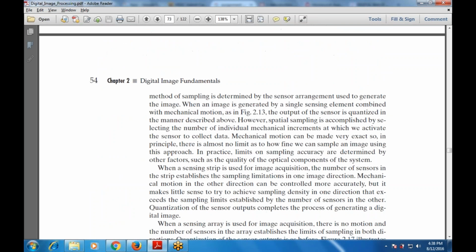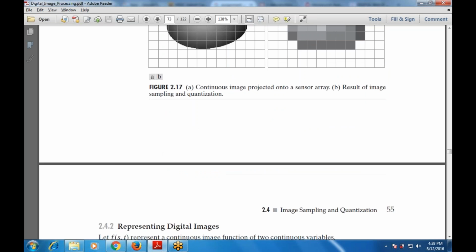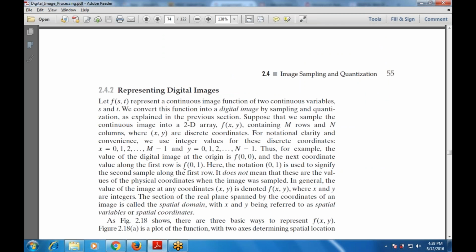In practice, the method of sampling is determined by the sensor arrangement. Yes, that is very correct. And when the sensing arrangement is used, there is no motion, and the sensors are established within the array. Now, any doubts, anyone, in this image creation and image acquisition?